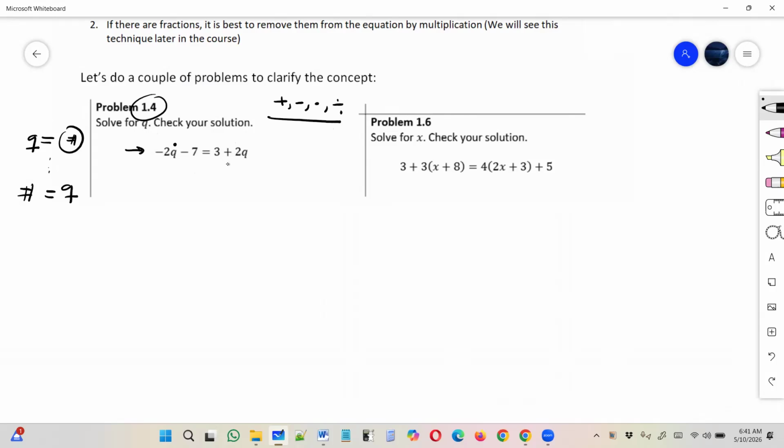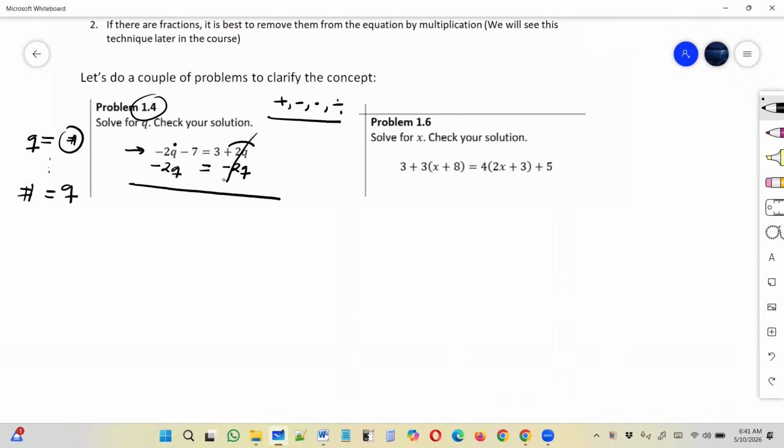So the first thing I see is I have an occurrence of the variable on the right side here. So I am going to get rid of this 2q on the right side. And the only way to do that is by subtracting 2q from the right, because the plus 2q and the minus 2q will cancel each other out. And this is what I want. But if I do this on the right side of the equation, I must do it also on the left in order to keep the equation balanced. So now I'm going to subtract 2q from both sides.